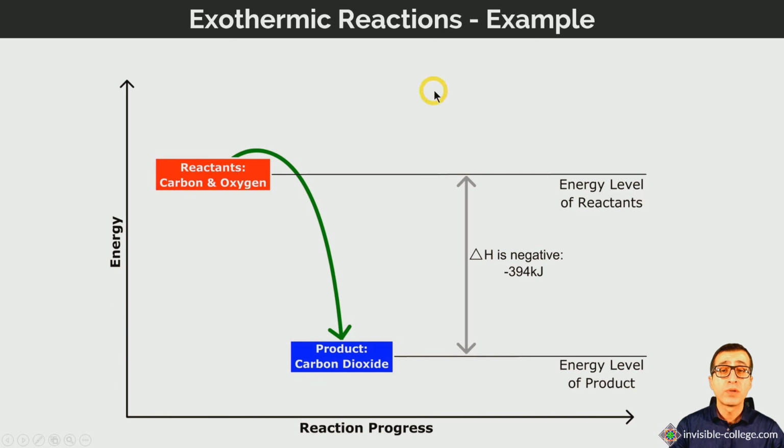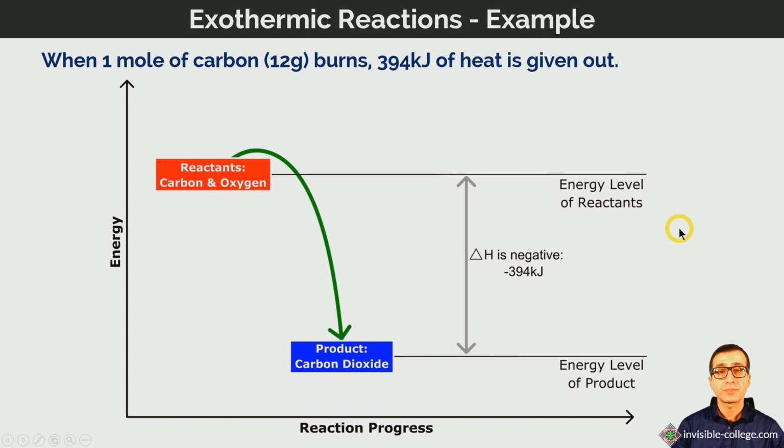So when we take 1 mole of carbon, which has a mass of 12 grams, and we burn it in excess oxygen, the net enthalpy change is that 394 kilojoules of heat is given out by that reaction. So here we can see the overall enthalpy change for this reaction is given a negative value because relative to the reactants, the products are at a lower potential energy level than the reactants.